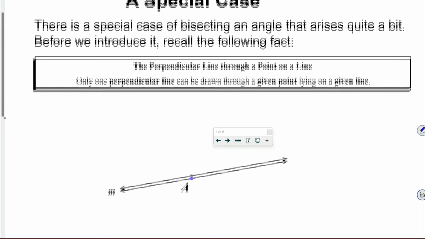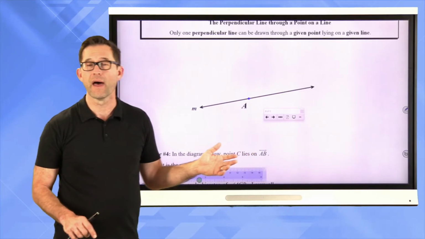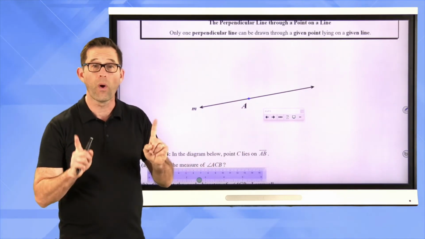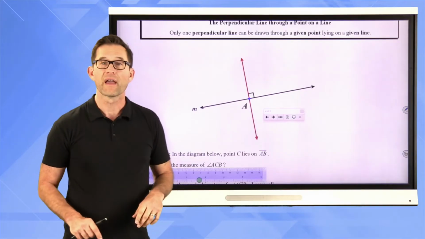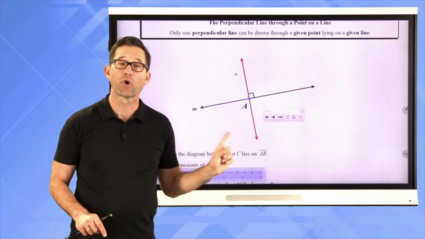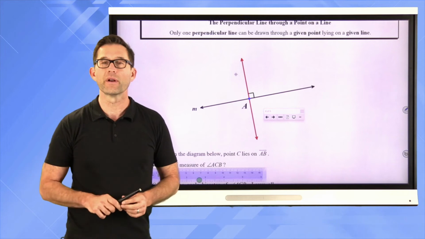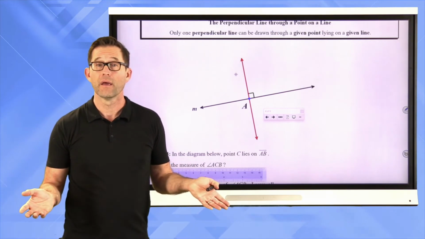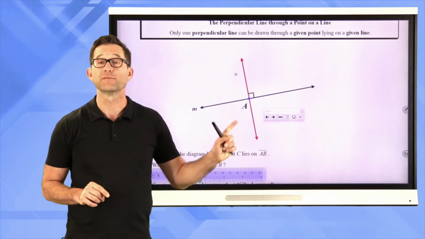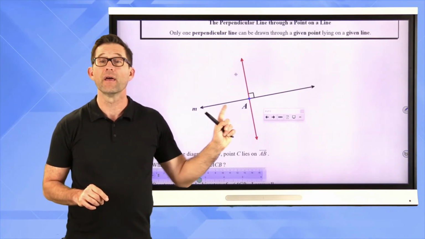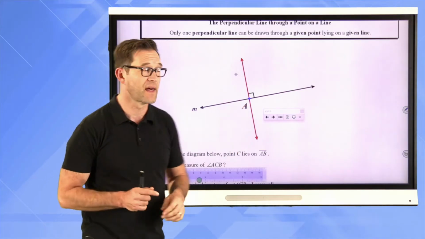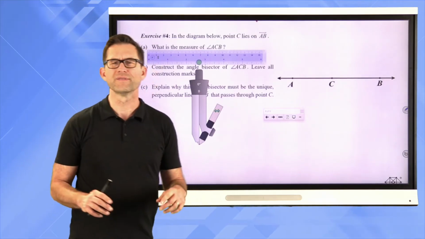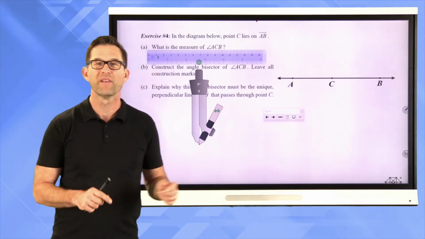In other words, if we've got some line M, and we've got some point A that lies on line M, there is one and only one line that can be drawn through A that is perpendicular to M. And that's what we're going to try to construct next, okay? If we've got a point lying on a line, we're going to try to construct a line that is perpendicular to the line given and that passes through the point that lies on that line. All right. Now you might wonder, what in the world does this have to do with bisecting an angle? Well, let's take a look.